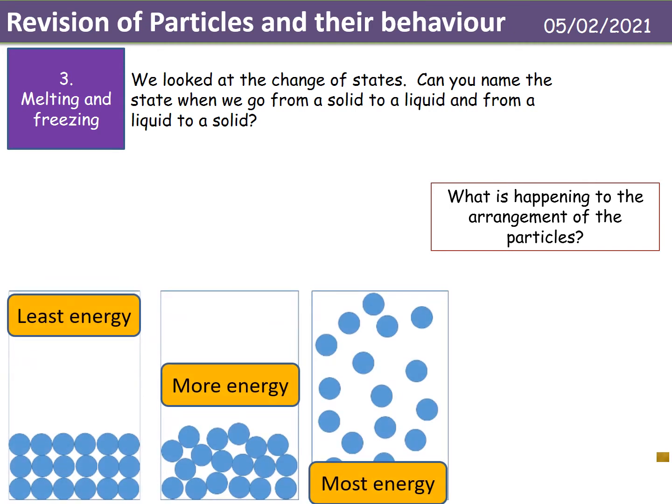Looking at the diagram on the far left, you've got your particles arranged as a solid. They have the least amount of energy. In the middle, you have your liquid particles. They have a little bit more energy. The particles are touching, but they can exchange places with one another. With a solid, they cannot exchange places.